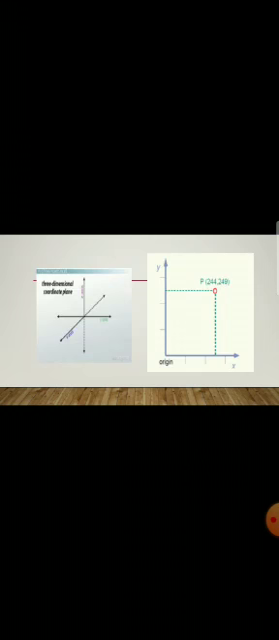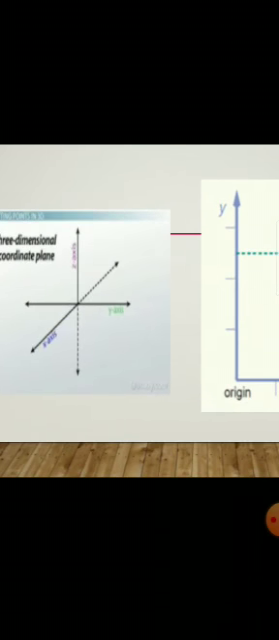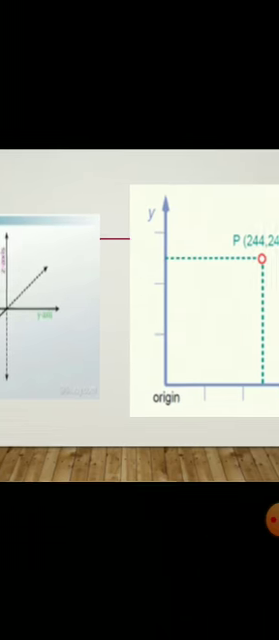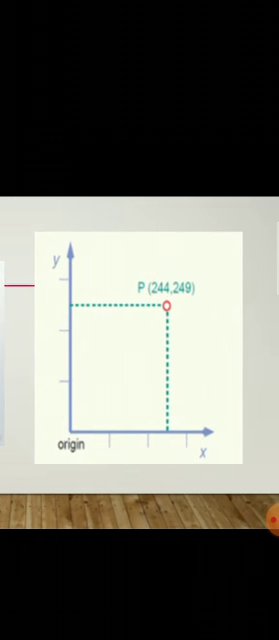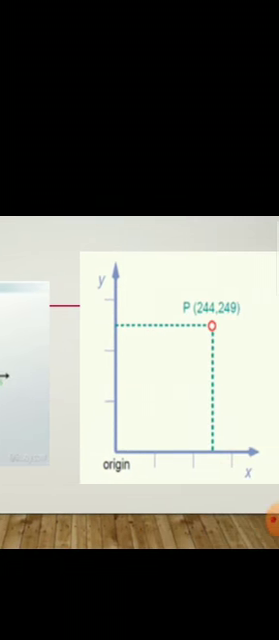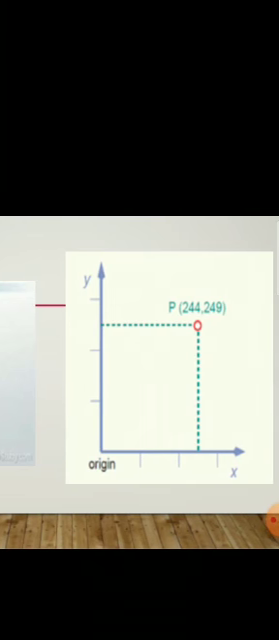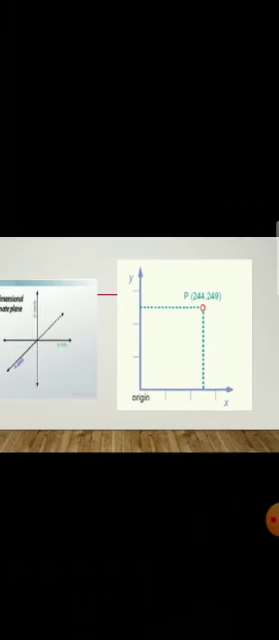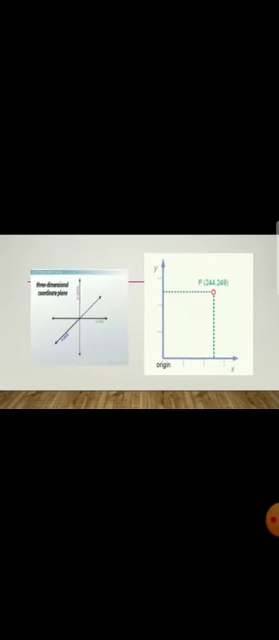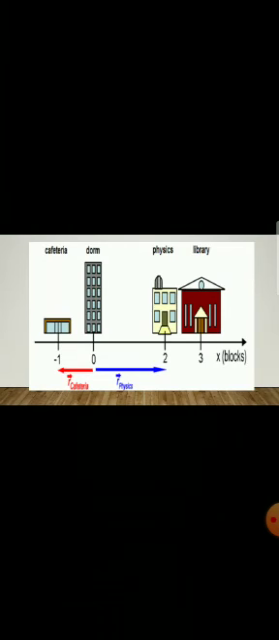As you see on your screen, the three-dimensional coordinate plane, x-axis, y-axis and z-axis, and here the two-dimensional coordinate plane, that is x and y-axis, where origin shows the reference point. This figure represents the position of different buildings along the x-axis.